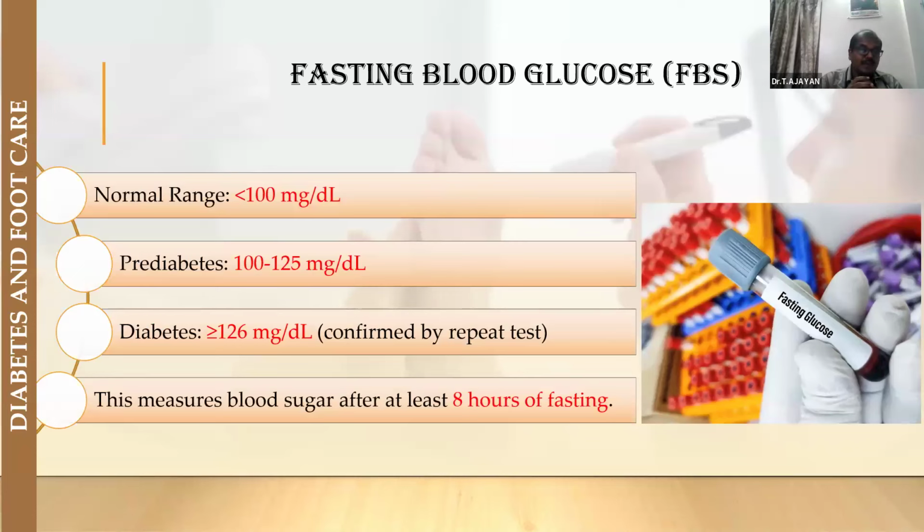Less than 100 is normal. Pre-diabetic is between 100 and 125. Then in the test book, below 110, up to 110, is considered a normal range in FBS. The pre-diabetic range is 110 to 125. Diabetes is 126 or greater, confirmed by a repeat test. Through 1 or 2 repeated tests only, we confirm the diabetes.